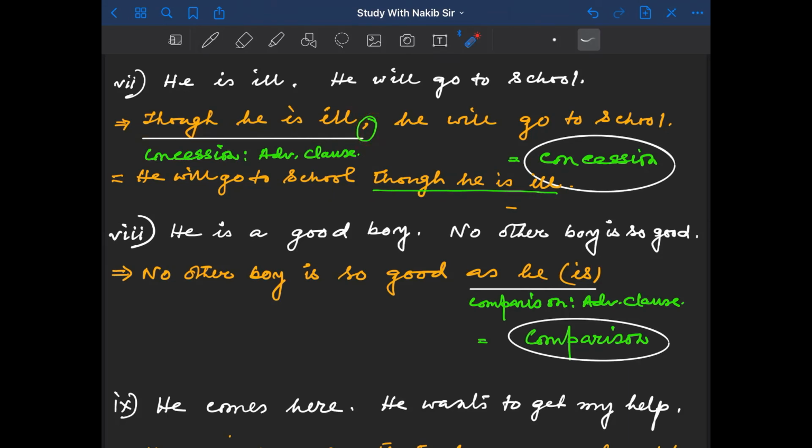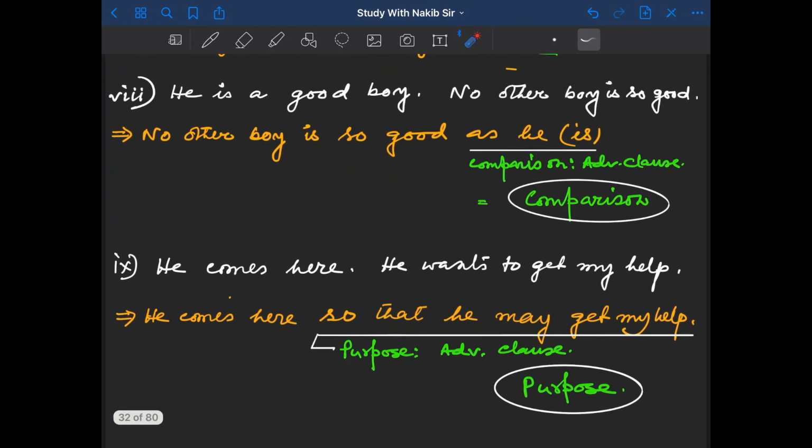Okay. Now next example, he is a good boy, no other boy is so good. Two sentences, it is clear that it indicates a comparison, so write it. No explanation is necessary here. Write this way. No other boy is so good as he is. This is an adverb clause. So your combined form is no other boy is so good as he is. Is, written with it and the bracket, is generally dropped. It is written this way. No other boy is so good as he. As he means, always remember, as he means as he is.